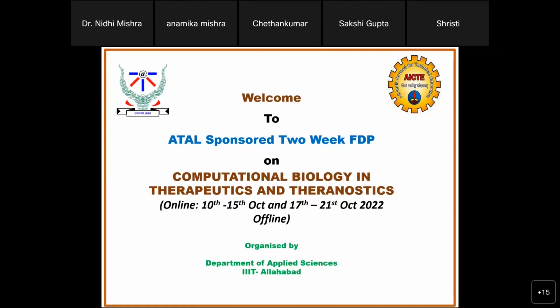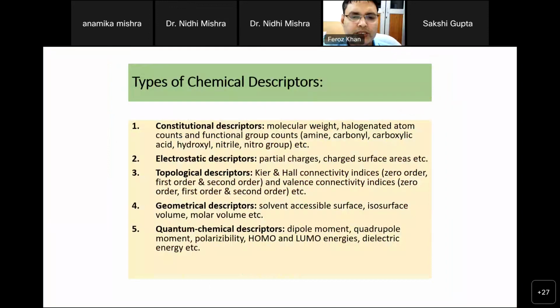So this way we can represent the multiple linear regression equation, and this equation is used to predict the biological activity of untested molecules. It is a very good start to predict the bioactivity of untested molecules.